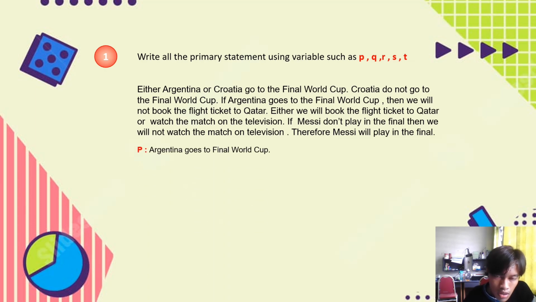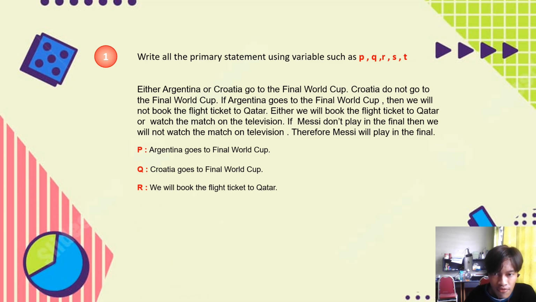So first, we must write down "Argentina or Croatia go to the final World Cup." This is two variables because it uses "or" in the middle, so we must split it. First, P is Argentina go to the final World Cup, and then Q is Croatia go to the final World Cup. For "Croatia do not go to the World Cup," it is the reverse of Q, so we can use a negation, which I will explain in the next slide.